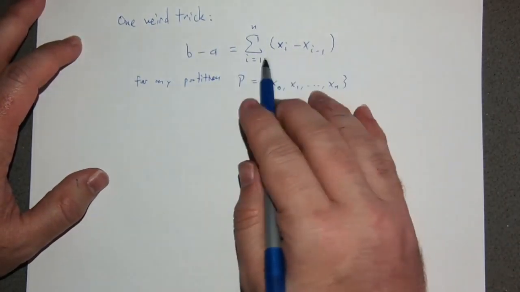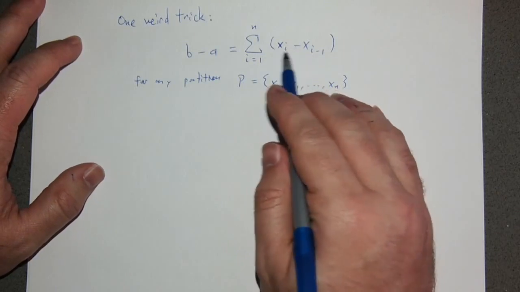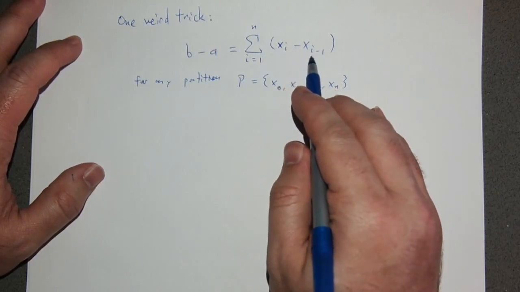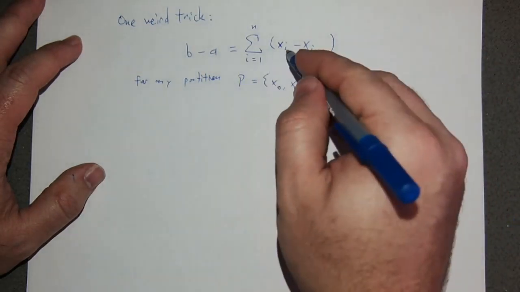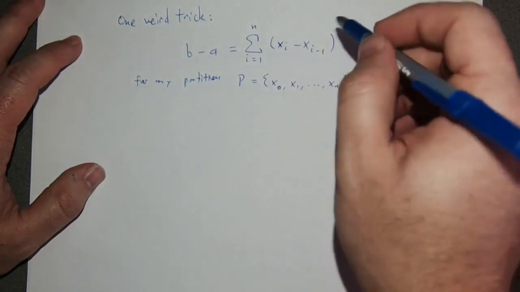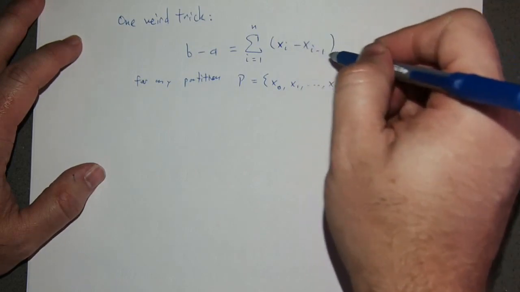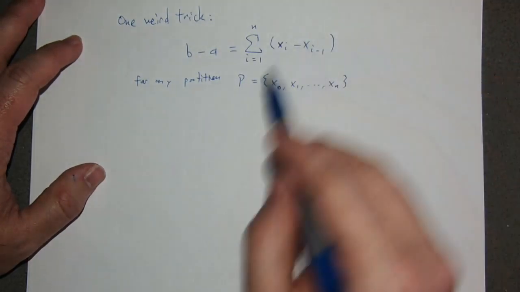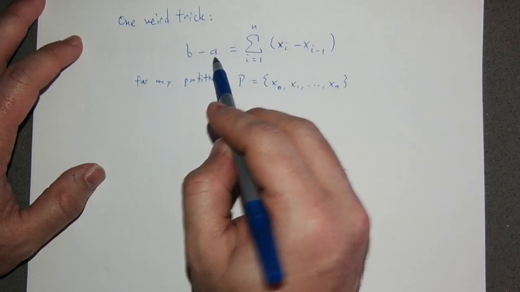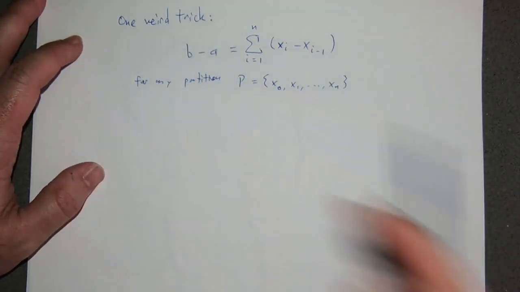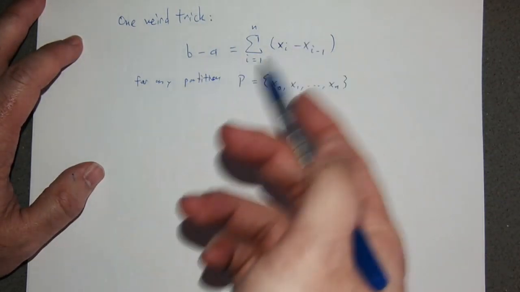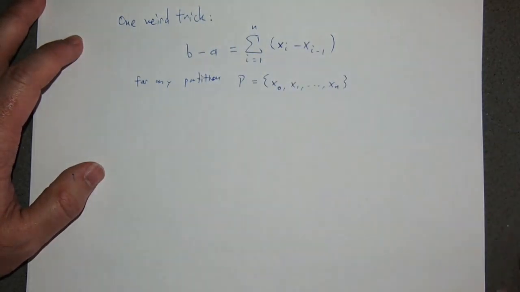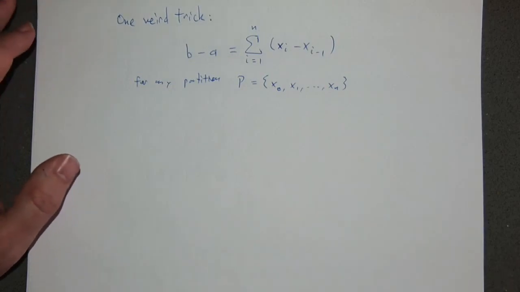So the first term would be x sub 1 minus x naught, and then the second term would be x sub 2 minus x sub 1. So x sub 1 cancels the minus x sub 1, and I'm left with x sub 2 minus x naught. But x naught is a, right? And this telescopes in an obvious way. All the middle terms cancel out, and so the only term you get is x sub n, which is b, minus x sub naught, which is a.